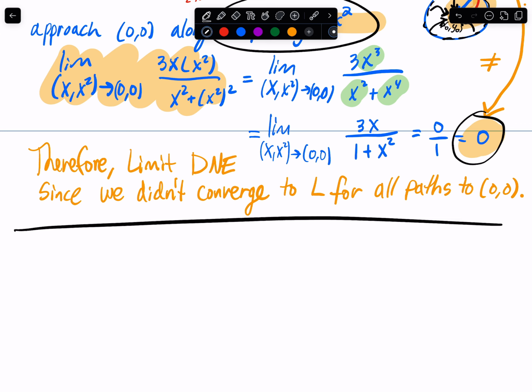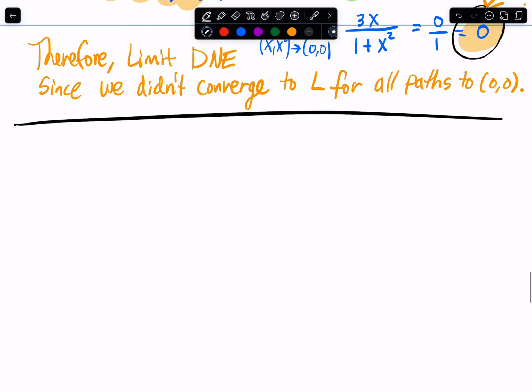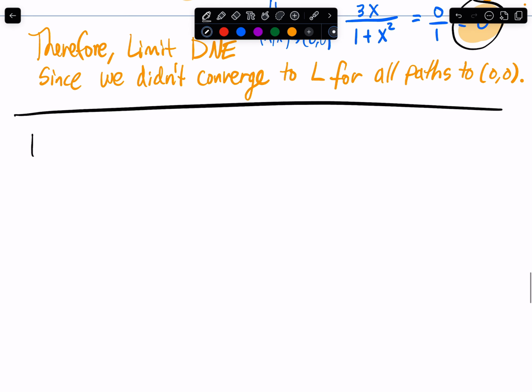So in Cal 1, we only consider the limit from the right hand and the left hand side of a function. But in Cal 3, we must consider infinitely many paths through the disk to the point (x0, y0). The limit from every direction has to be the same for that limit to exist.